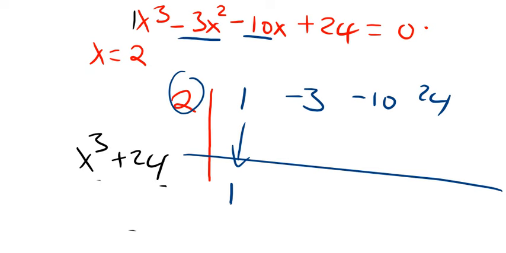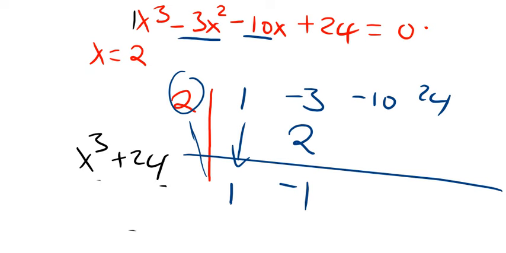So now the first step is to drop the 1. The first coefficient is supposed to be dropped down. From there we'll be multiplying by 2. So 1 multiplied by 2 is what? You have a 2. Negative 3 plus 2 is what? Negative 1.